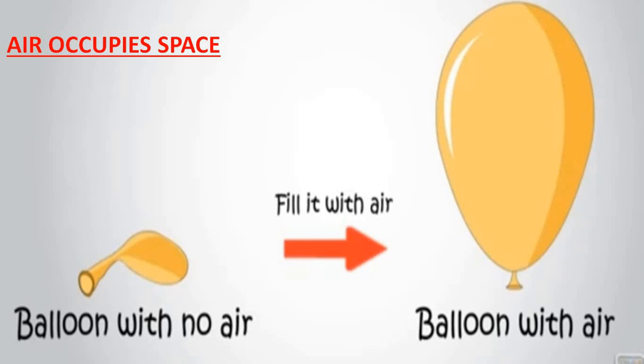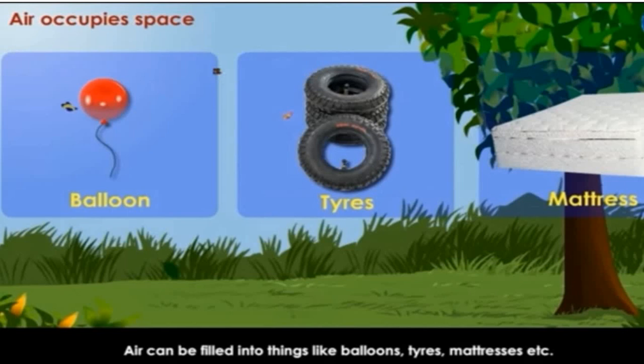Let's see how air occupies space. When we blow air into a balloon, the balloon becomes bigger. It shows that air occupies space. Air is a substance that occupies space. We cannot see air, but we can feel it. Air can also fill into other things like balloons, tires, mattresses, etc.